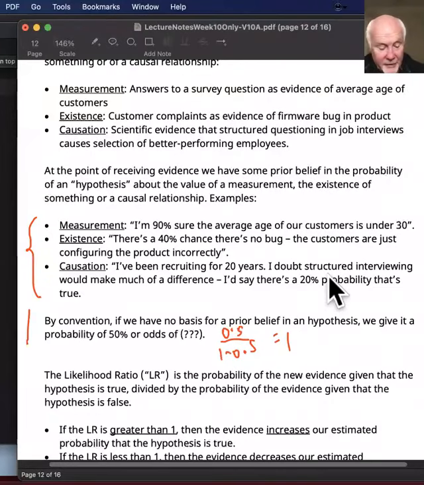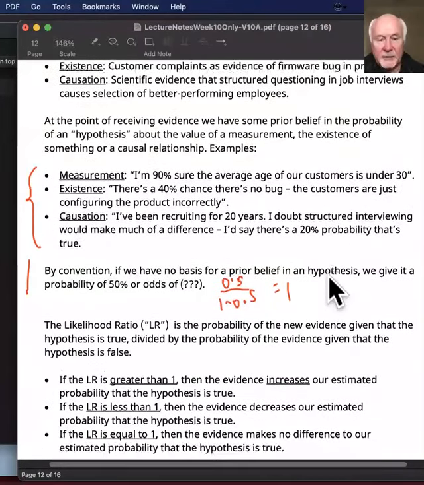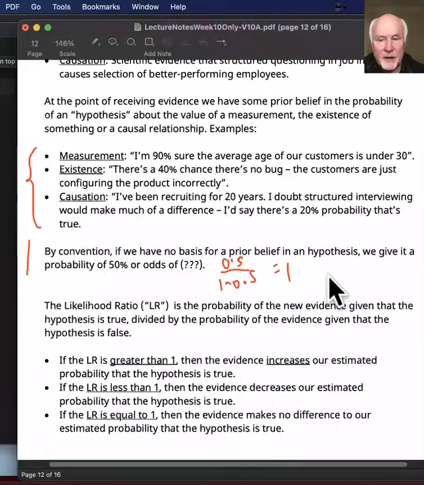So the big thing in this Bayesian thinking, this Bayesian updating, is that we're updating this prior hypothesis on the basis of new evidence that comes to us. We use this thing called the likelihood ratio to do this. The likelihood ratio seems a little odd when you first try to understand it. It is the probability of the new evidence if the hypothesis is true, divided by the probability of the evidence if the hypothesis is false.